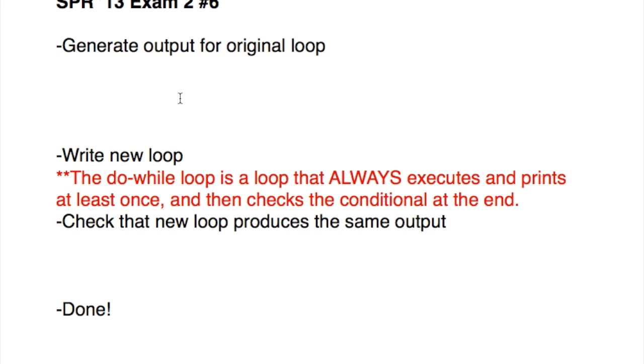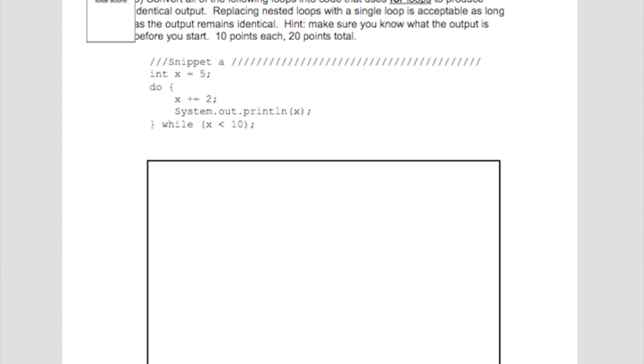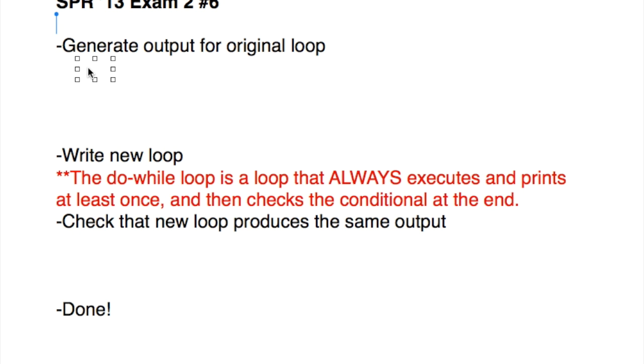In order to do this, we're going to walk through the code step by step and record each number that is outputted. Here we start with integer x equals 5. For the do while loop, we're told to increment x by 2. So x becomes 7, and then we have a print line where x will print out, and then the do closes and the while is the conditional. Here x is 7, so it's still less than 10, so it'll execute again. Here we have our first output, which is 7.